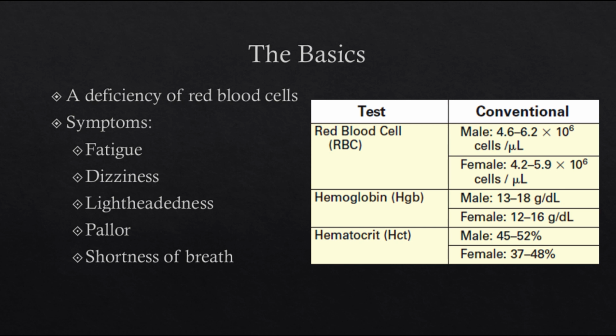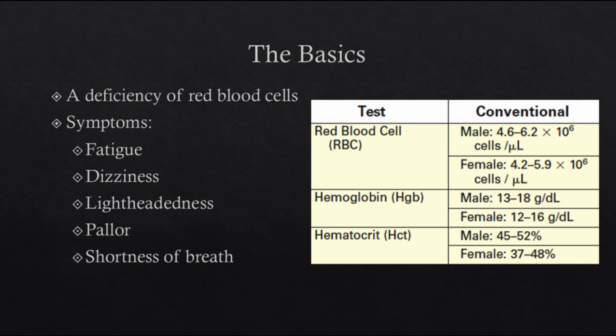The definition is a deficiency of red blood cells or a deficiency of hemoglobin. On the right here is a chart that shows you generally what the ranges are going to be roughly, but they could be a little different for each lab or the machinery that you're using. And of course, if you're taking an exam, use the thresholds the exam gives you.